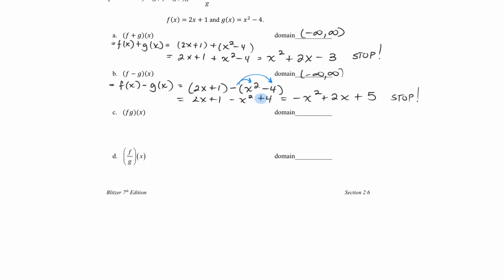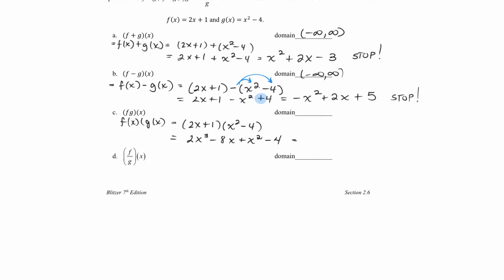Now we're going to find the product, f times g of x, which is, of course, f of x times g of x, which is going to be equal to 2x plus 1 times x squared minus 4. And all I need to do here is carry out my multiplication by distributing, right? So 2x times x squared is 2x cubed minus 8x plus x squared minus 4. There are no like terms.